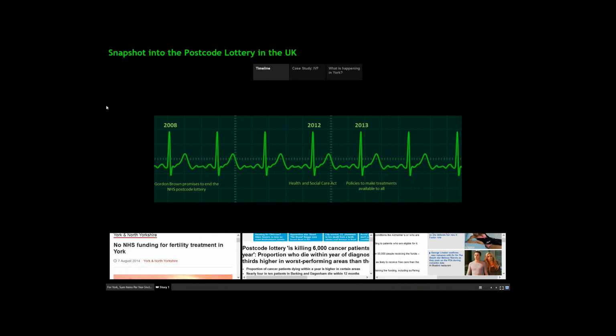I created this timeline also to show when this problem started. Effectively in the 90s, this is when the funding for the NHS was very little, and in 2008, Gordon Brown wanted to end this from happening. Though it continued until 2012, when they instated the Health and Social Care Act to stop this from happening, so all treatments available to all. And it got reinforced by 2013, where they had to make policies to make sure this is happening. So I wanted to see whether this is actually true or not.